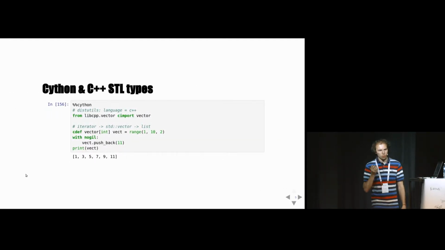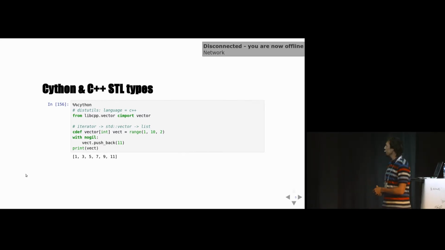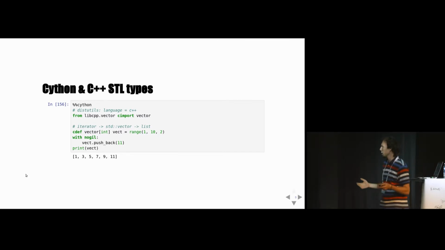So Cython can also support C++, even with its containers. Here you have this line that enables the C++ language, and then you can just import C++ vectors or strings or anything really. And what's even more interesting, Cython can convert this automatically. So for example, here you have conversion from an iterator into a C++ vector.